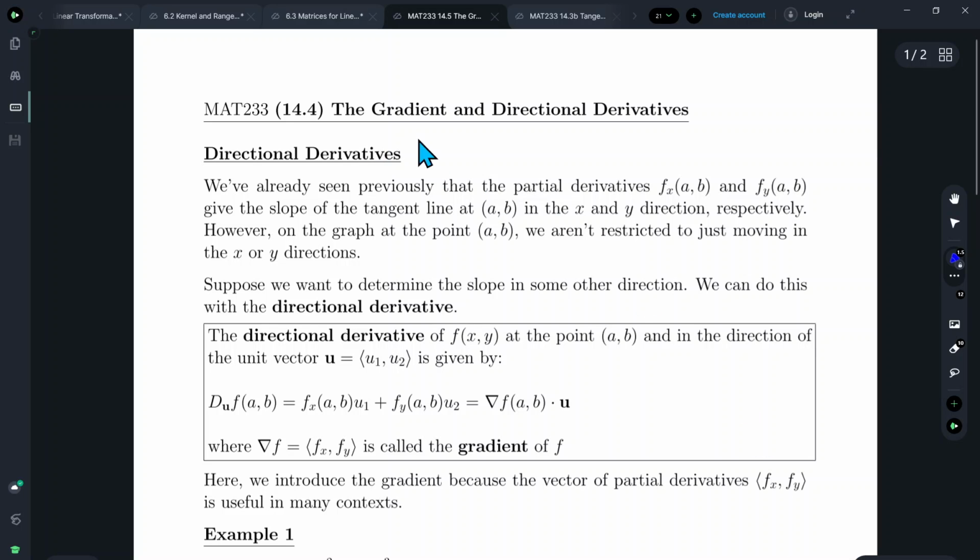In this video, we're going to discuss directional derivatives and the gradient. So we've already seen previously that the partial derivative with respect to x gives us the slope of the tangent line in the x direction, and the partial derivative with respect to y gives us the slope of the tangent line in the y direction. Suppose you want to determine the slope in some other direction. So first, let's look back at the diagram for a tangent plane to try to visualize what we actually mean by the directional derivative.